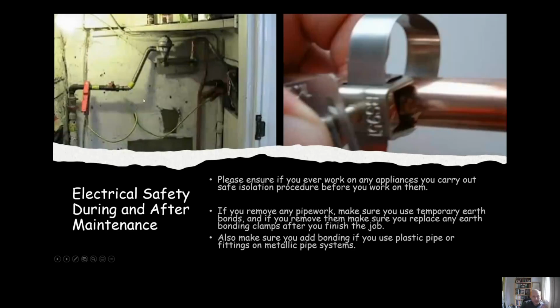to bridge any gaps when you cut the pipework, so as to reduce the risk of electrocution should the pipes be live. And if you use any plastic fittings or plastic pipework on what was previously a copper or metallic system, you need to make sure you use earth bonding clamps, like these ones here on the right, with a bit of supplementary bonding over the fittings you've put in, to ensure continuity should the pipework become live.